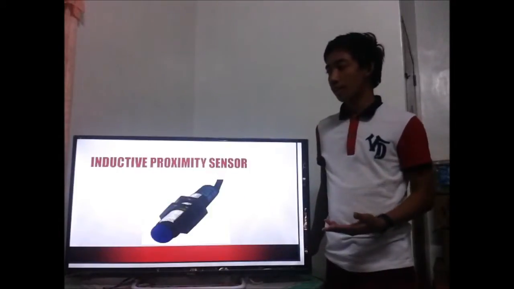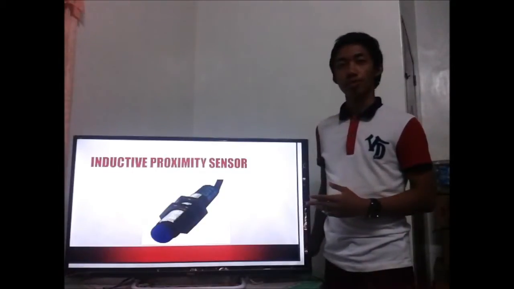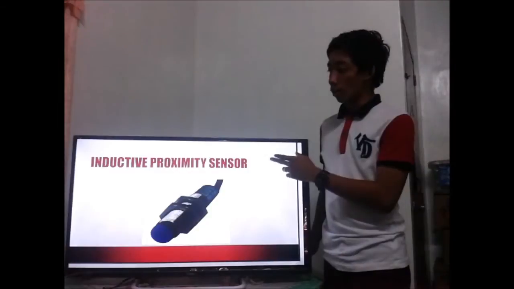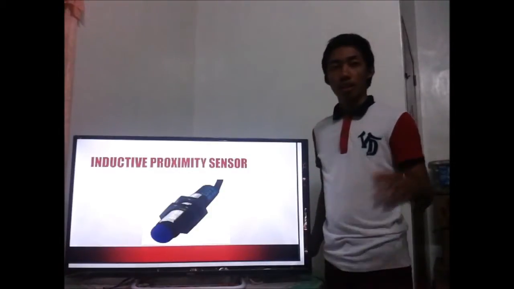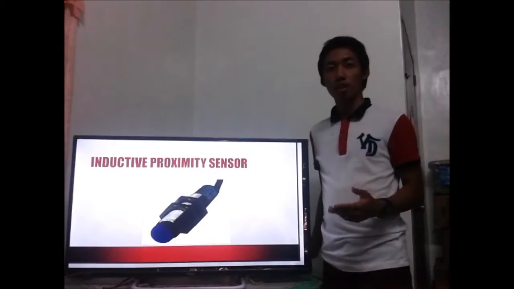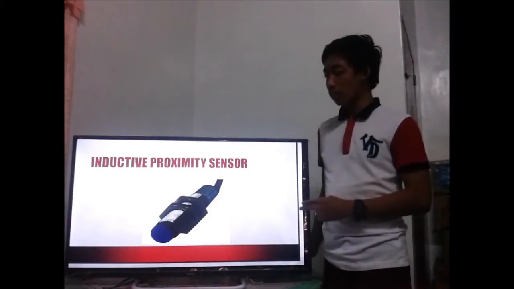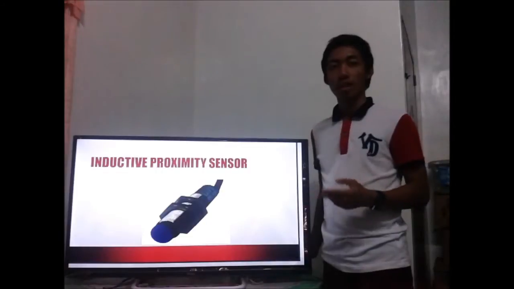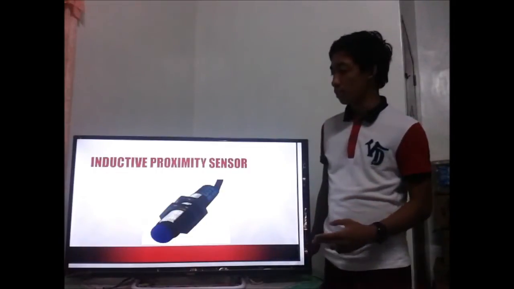The next is the examples of control devices. One of the examples is the inductive proximity sensor. The inductive proximity sensor is an electronic proximity sensor which detects metallic objects without touching. It uses electromagnetic field to sense objects. This is the example of inductive proximity sensor.